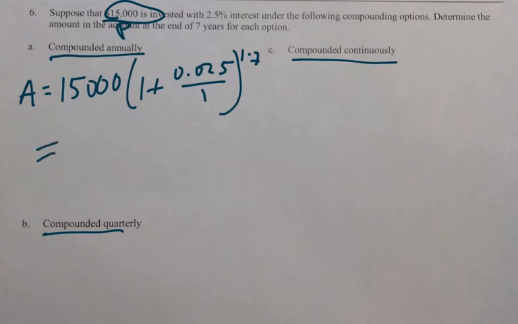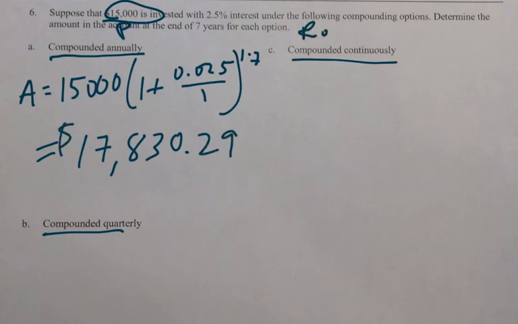When we calculate that, use your scientific calculator, you get $17,830.29. Please make sure that you round to the nearest cent. Okay? So that's looking pretty nice. You put $15,000 in for 7 years, you've earned almost $3,000 more on that. That looks pretty cool. Let's see what happens if our interest is compounded quarterly. That means 4 times per year.